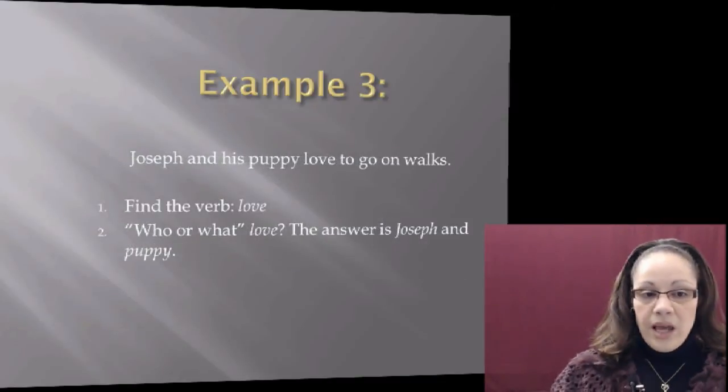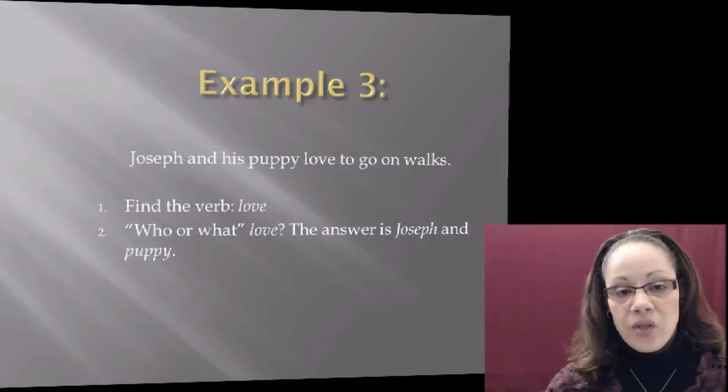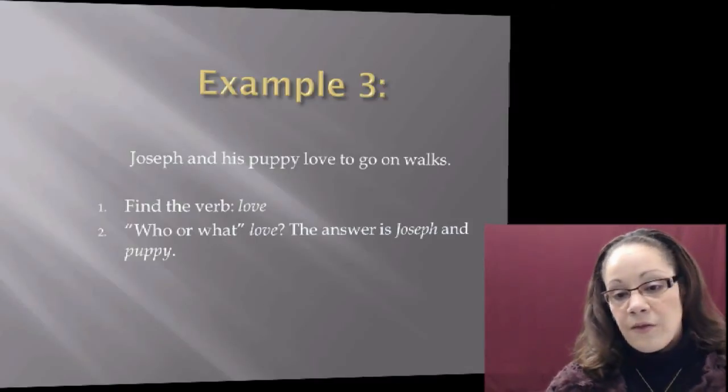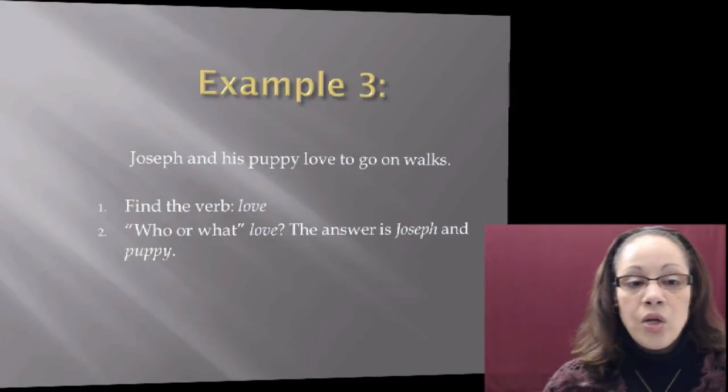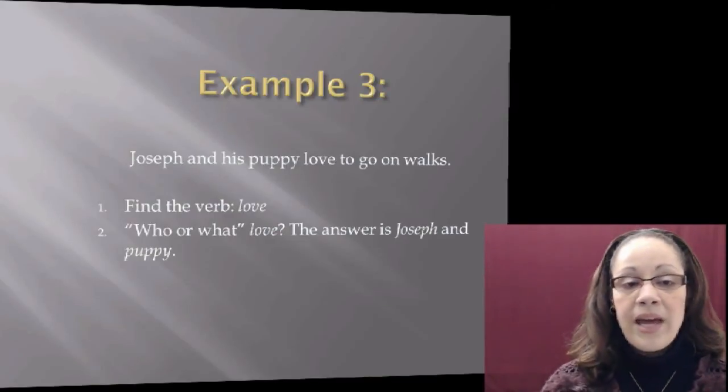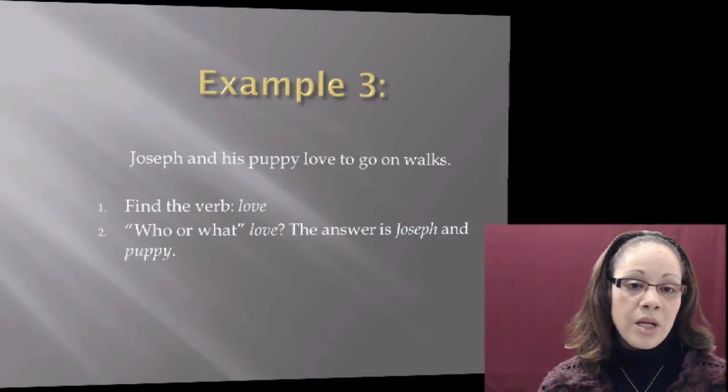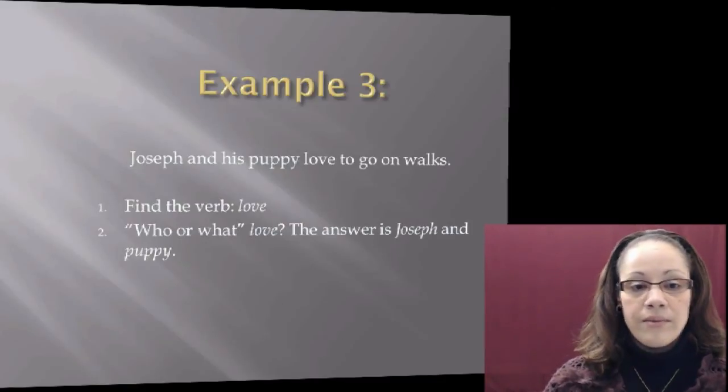Then we have our third example. Joseph and his puppy love to go on walks. Again, we have to find our verb. In this case, we just have one verb. Love is our verb. Who or what love? Joseph, puppy, love. We have 2 subjects for one verb, which makes this sentence compound.